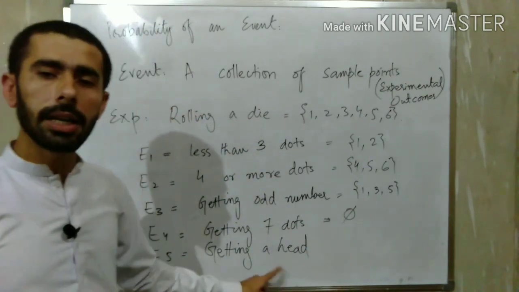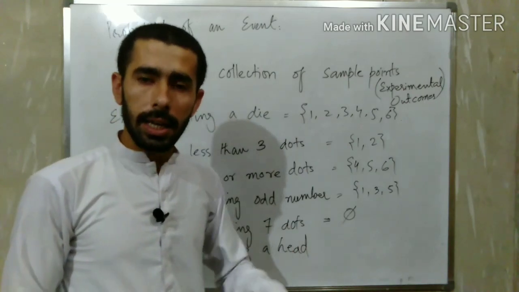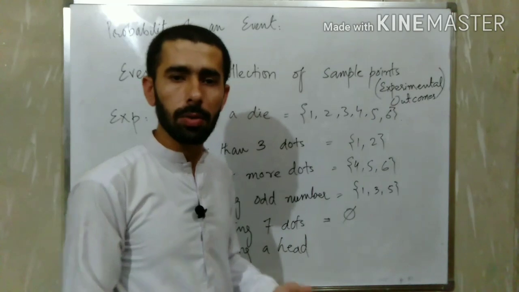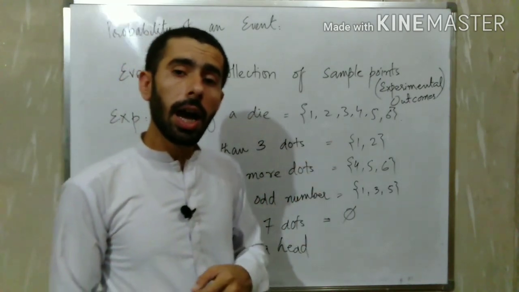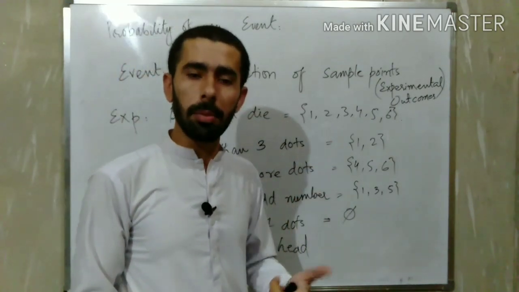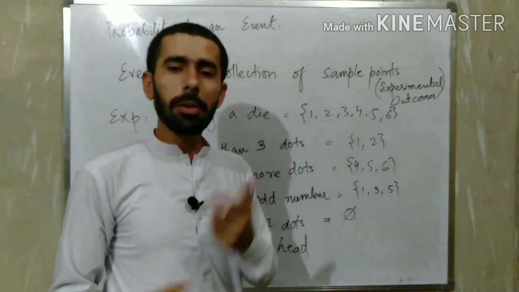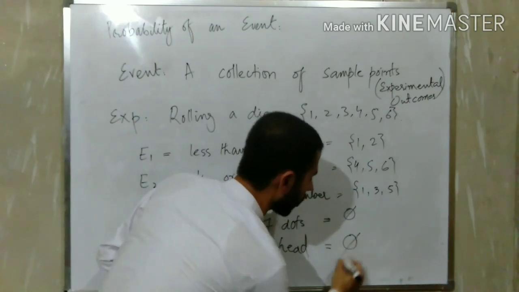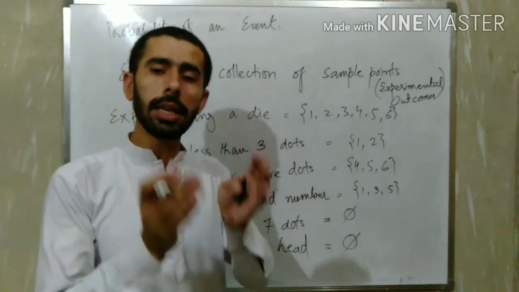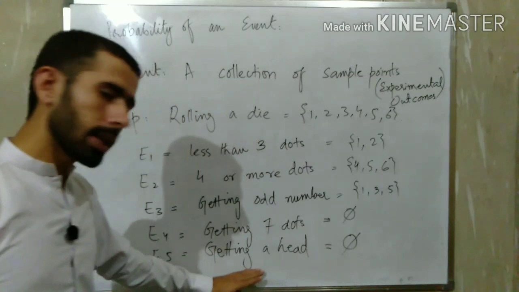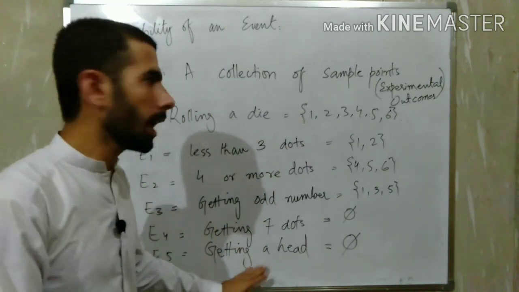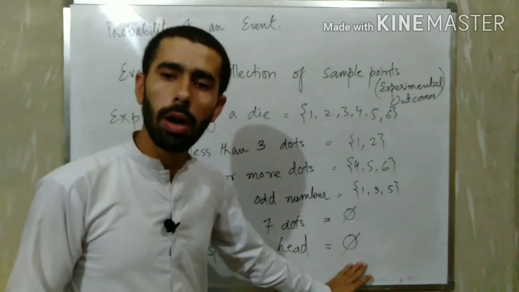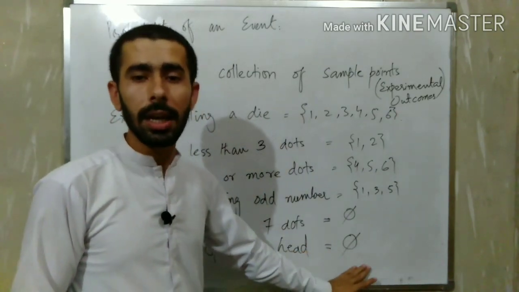Similarly, getting a head while we are rolling a die is not possible. It is none of the options. It cannot be achieved no matter how hard we try, no matter how many times we repeat that experiment. Start rolling a die from the morning till the evening, you would never get a head. So there is no outcome possible which can satisfy this situation. It has got no element, no outcome, it is an empty event.